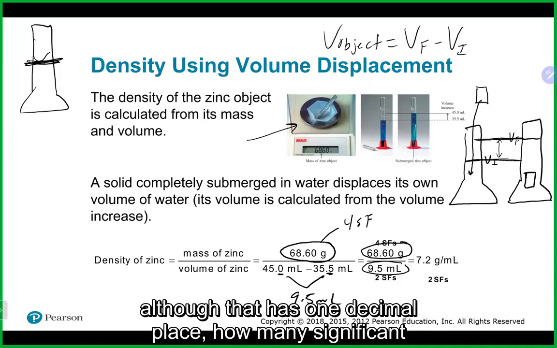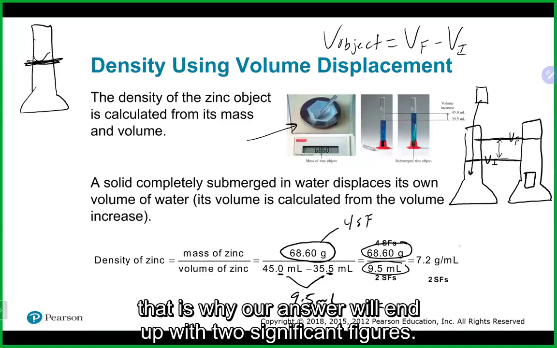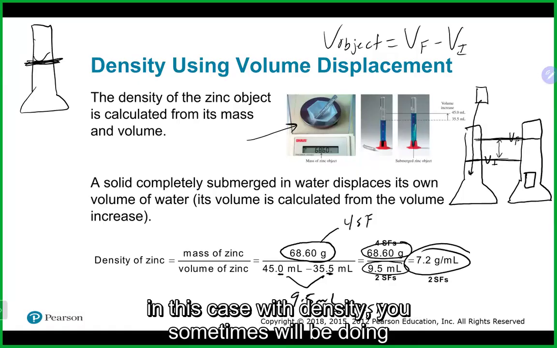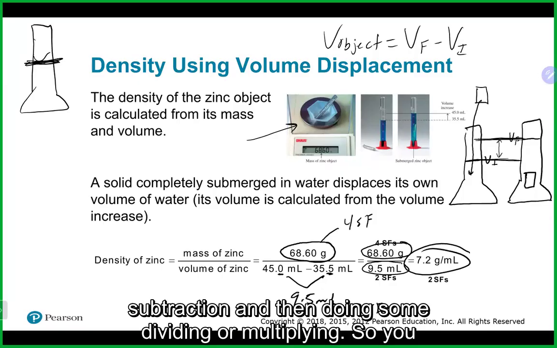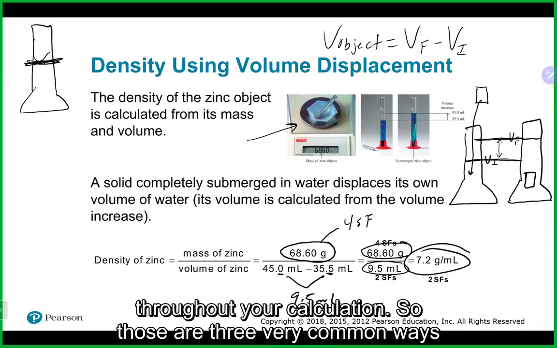Although that has 1 decimal place, how many significant figures does it have? It has 2 significant figures, right? And that is why our answer will end up with 2 significant figures. So again, you want to be careful as you're doing it. And again, in this case with density, you sometimes will be doing subtraction and then doing some dividing or multiplying. So you do want to, again, keep track of those significant figures throughout your calculation.